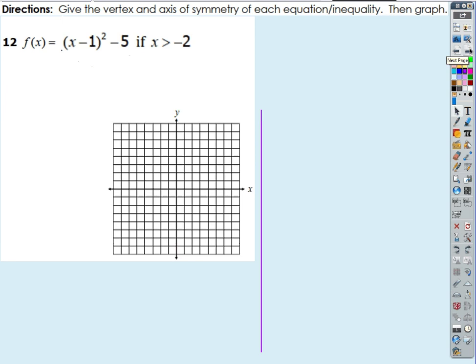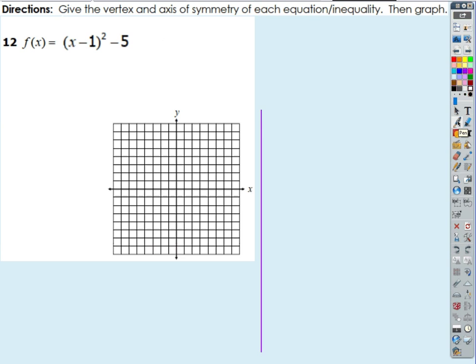I don't want to do that one. Actually, yeah, I can do that one. Okay, so we're going to graph this thing. Now, you'll see how much easier this is. It's a piece of cake.